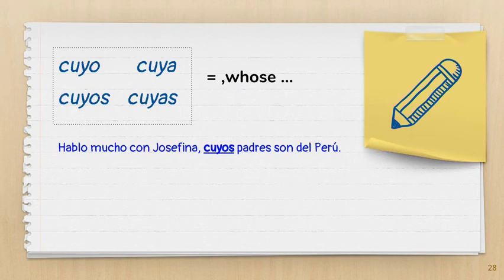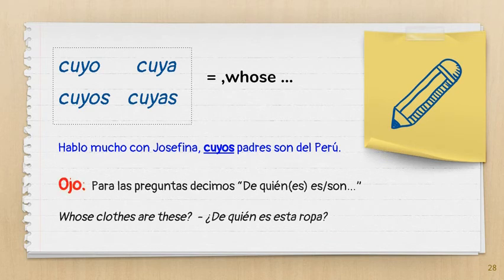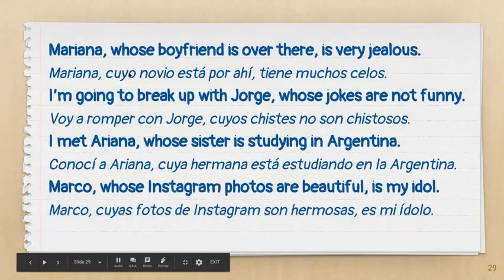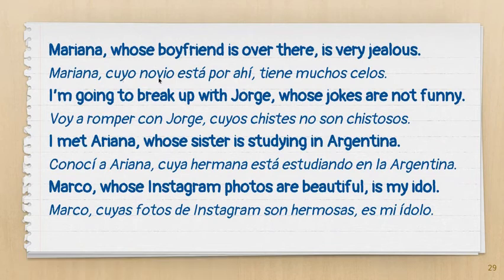Now, notice though that this adjective is not used as a question word. If you want to say something like, whose clothes are these? You would use the interrogative word, the question word, de quién es or de quiénes son, things like that. Let's look at a few more examples so we can see how these work more specifically. An important piece to know is that you're going to match up number and gender of cuyo with the word that comes after it. So if we're looking at Mariana, whose boyfriend is over there, is very jealous, we would say Mariana, cuyo novio está por ahí, tiene muchos celos. Cuyo matches novio, not Mariana.